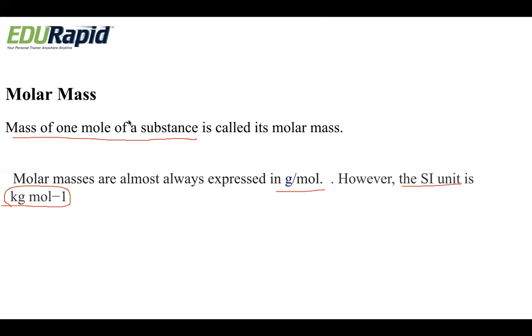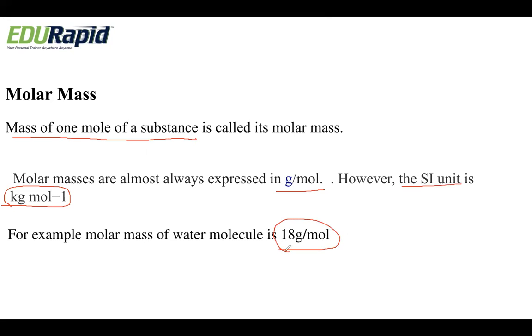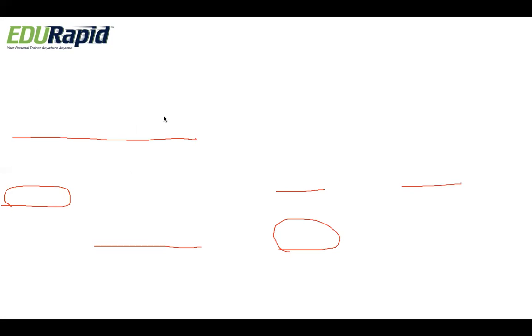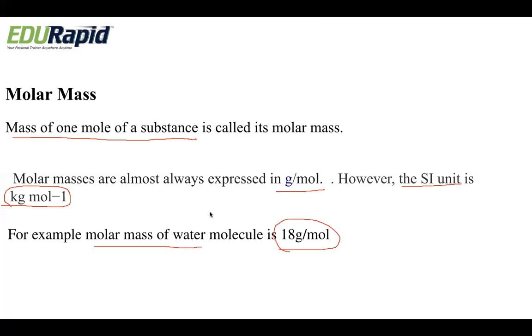For example, if you want to say the molar mass of a water molecule, what is it? It is 18 grams per mole. Oxygen has a mass of 16 grams. What is the formula for water? H2O. So it has 2 hydrogen. The mass of hydrogen is 1 gram, into 2, that is 2 grams, plus 16 grams, we have 18 grams. The total molar mass of water is 18 grams per mole. This is how we use the molar mass.